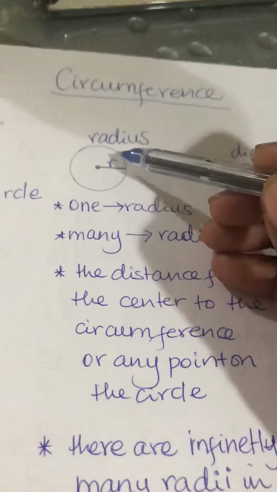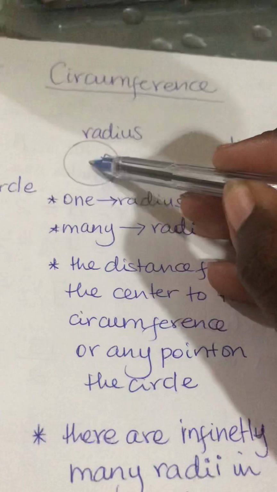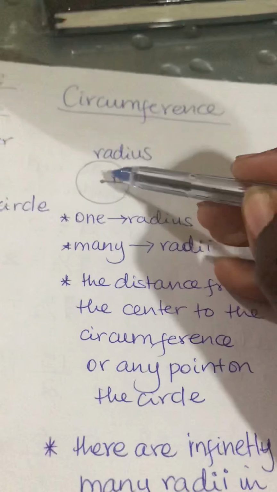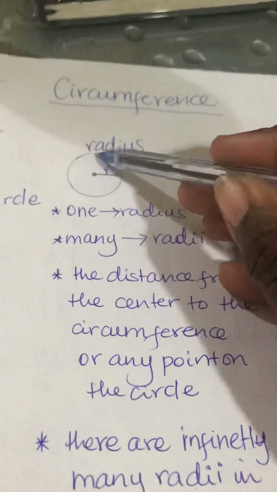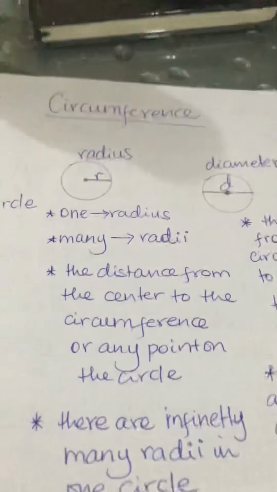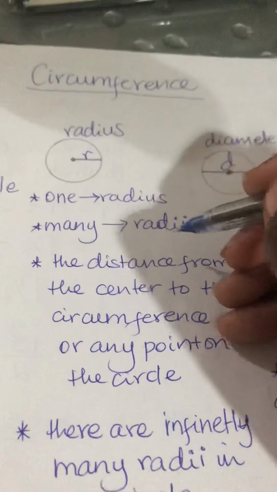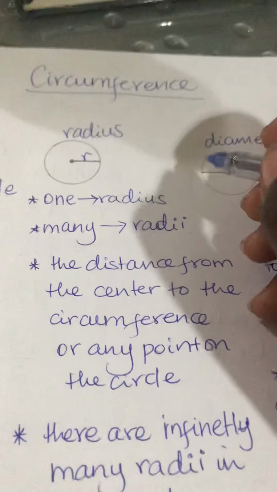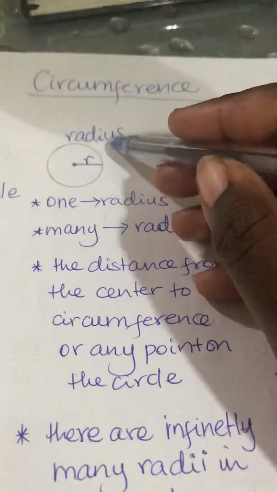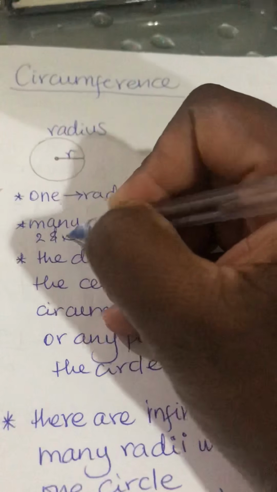Now, this circle, when you start from the center to this line, okay? The line from the center to the circle is called the radius. So one is radius. When there are more than one, you say radii. Radii means more than one. One is radius. Many is radii. So many means two and more.